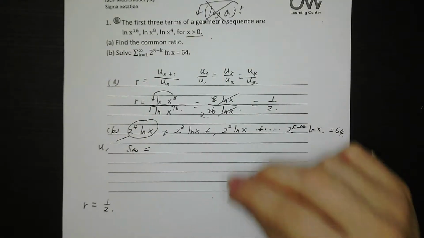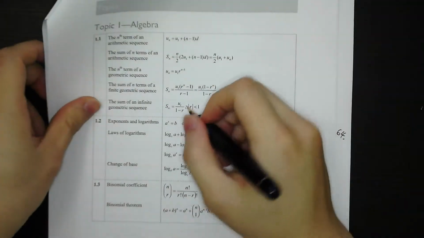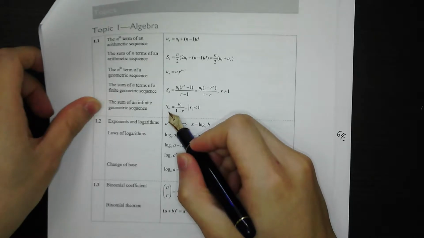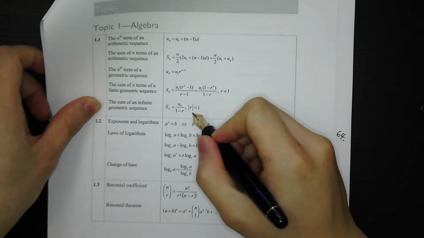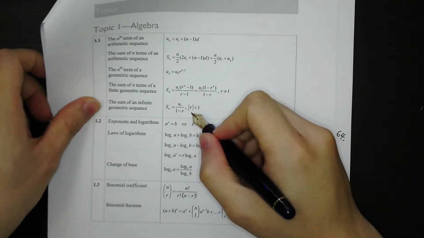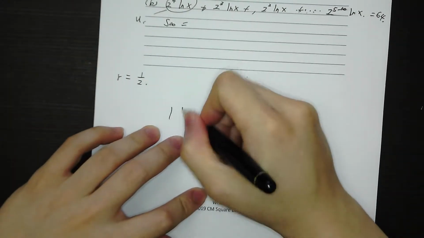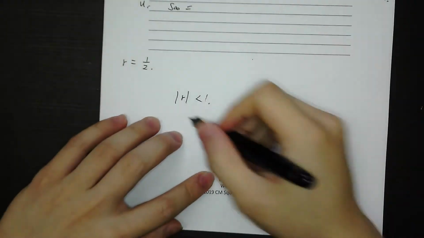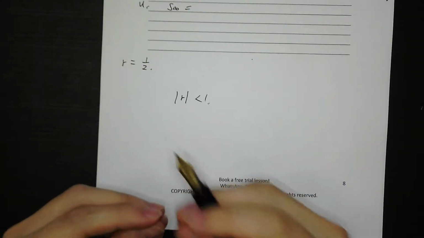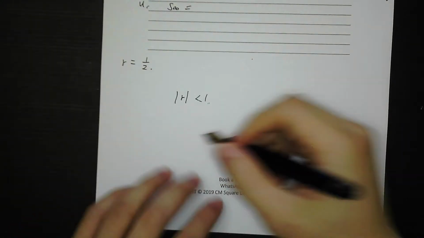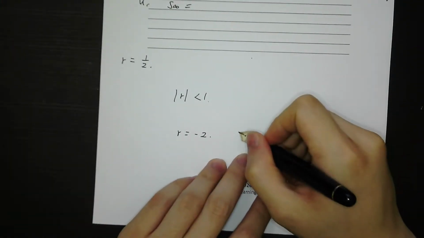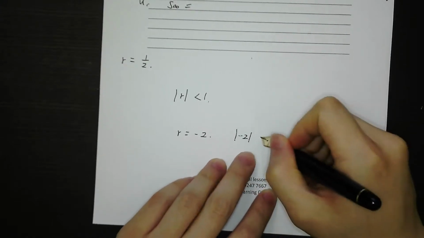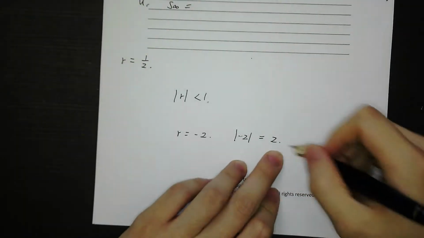For the sum of an infinite geometric sequence, we can find the formula in the formula booklet. Sum of infinite geometric sequence equals u1 divided by 1 minus r. But the limitation is that the absolute value of the common ratio must be smaller than 1. Absolute value means we just look at the magnitude of the number, but not the sign. Let's say the common ratio equals -2. The absolute value is 2, and 2 is not smaller than 1.